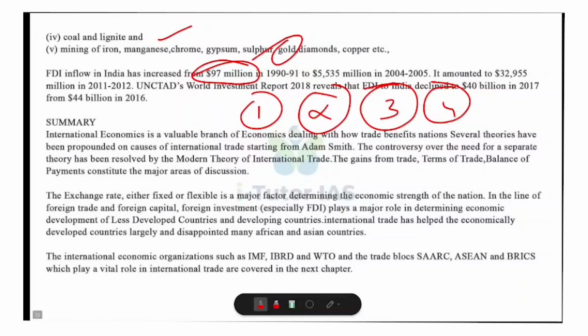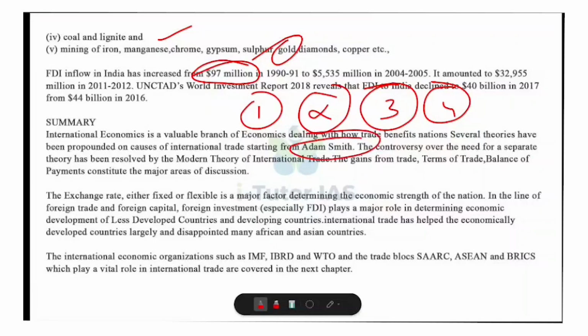So now we are going to the summary of this chapter. We have learned about international economics. What is international economics? A branch of economics that studies trade and economic interactions between nations, and it focuses on how trade benefits countries and influences their economic development. Then we have learned about the theories of international trade. We have learned about Adam Smith's theory and also David Ricardo's theory.